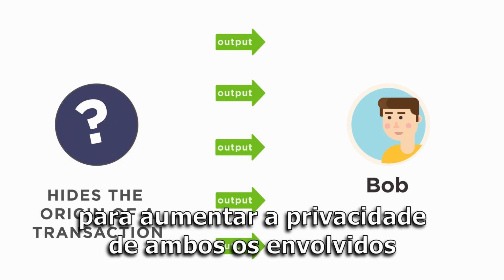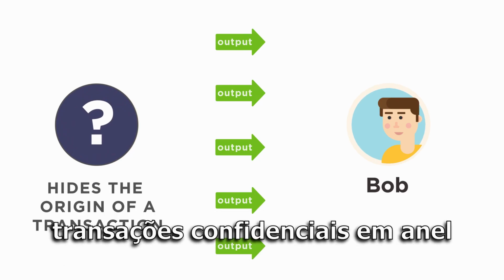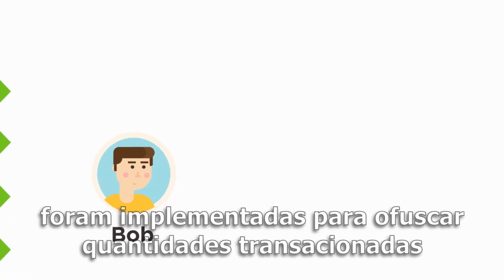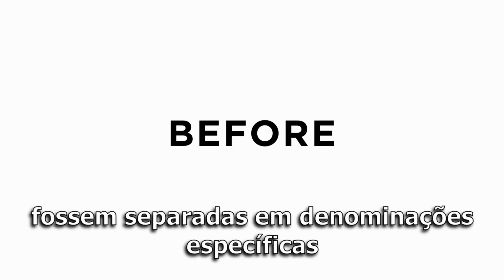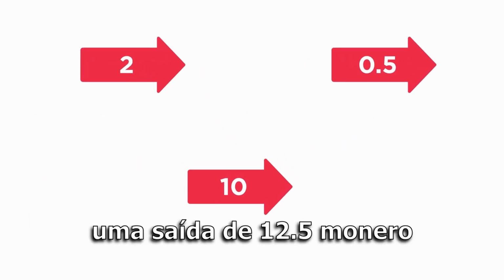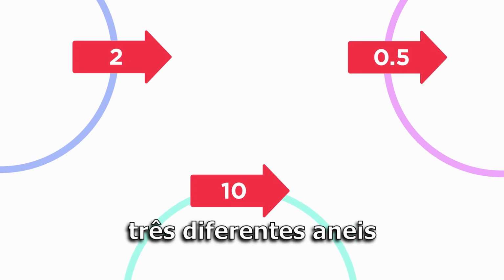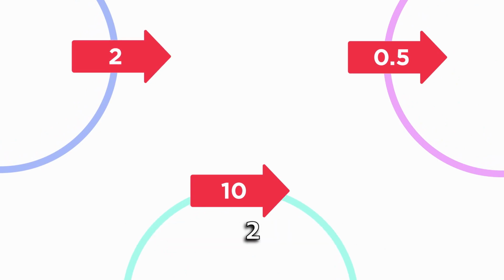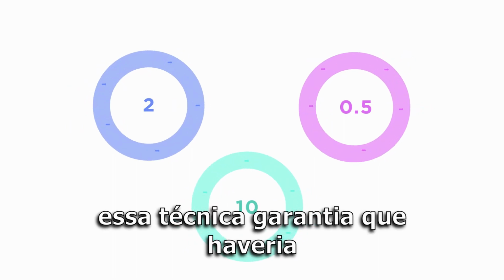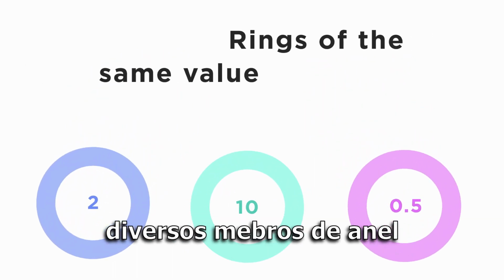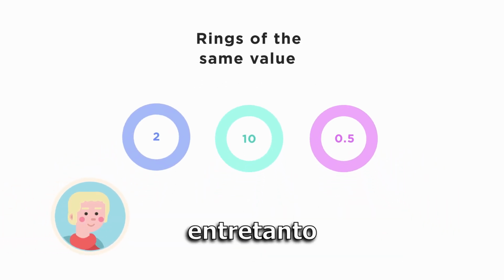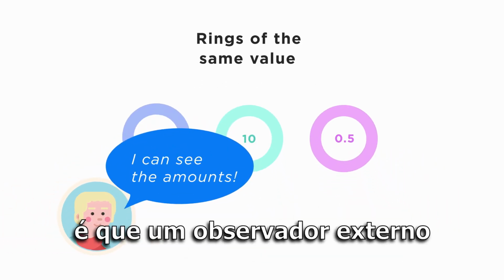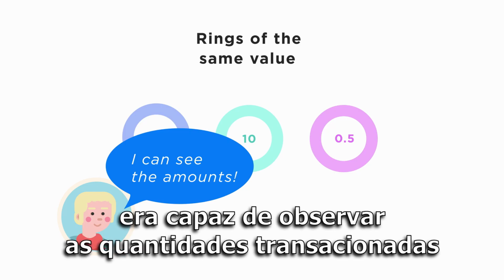To increase the privacy of both parties in a transaction, Ring CT was implemented to hide transaction amounts. Prior to the implementation of Ring CT, Monero required transaction amounts to be split into specific denominations. For example, an output of 12.5 Monero would be broken up into 3 separate rings in the amounts of 10, 2, and 0.5. This technique ensured that there would be ample ring members, since a ring signature could only ring together outputs of the same value. However, a downside to this process is that an outside observer was able to see the amounts transacted.